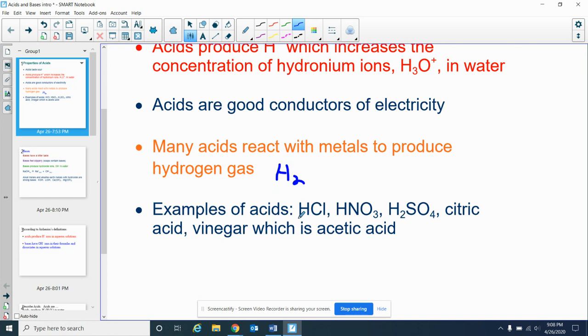Again, lots of examples of acids in our homes, and citric acid in all kinds of citrus fruits. Vinegar contains acetic acid. In your stomach, you have hydrochloric acid. In your car battery, you have sulfuric acid, H2SO4, and so on. So there's just so many different acids around the house.